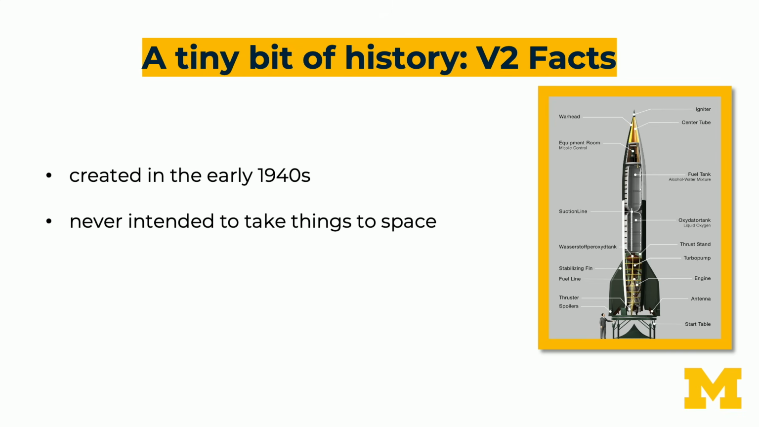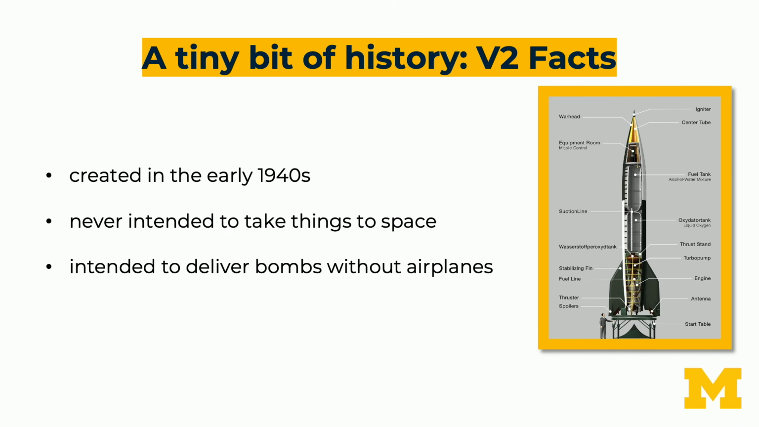It was never intended to take things to space at all. The only thing that it was really intended to do was to deliver bombs without airplanes. In World War II, Germany was running out of pilots, and so they really wanted to be able to bomb places like London without having to have trained pilots. And so they came up with the idea of having a rocket do that.